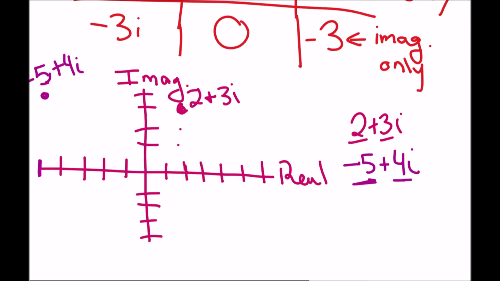Okay, and then let's do one last example. Negative 3 minus 2i. So that's negative 3 on the real axis and negative 2 on the imaginary axis. So we go over on the real 1, 2, 3, and we go down 2, 1, 2, and there is negative 3 minus 2i.